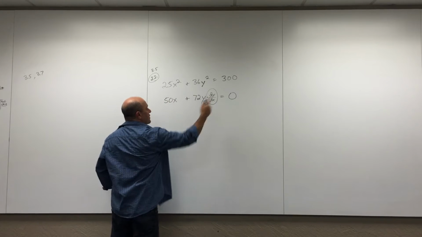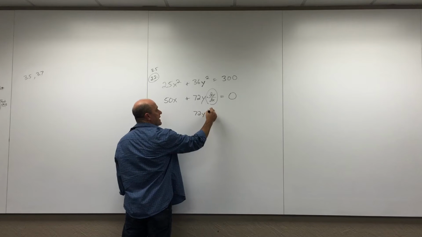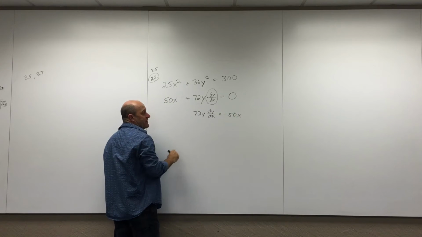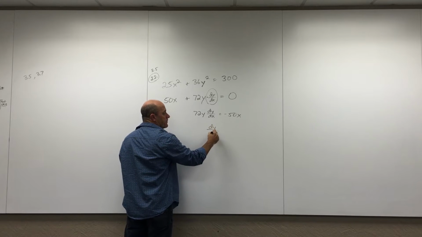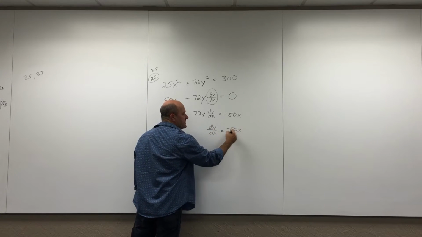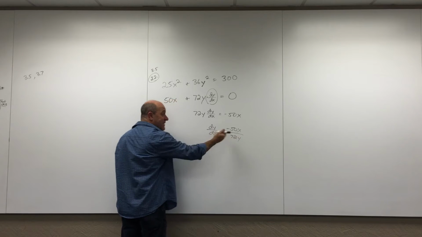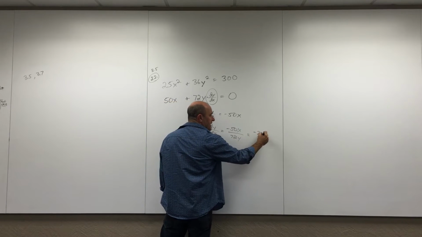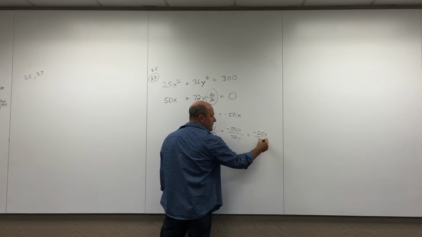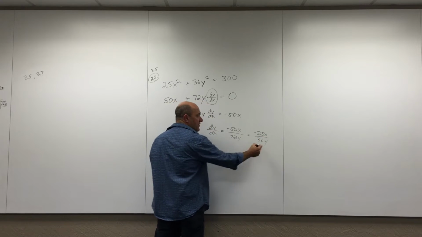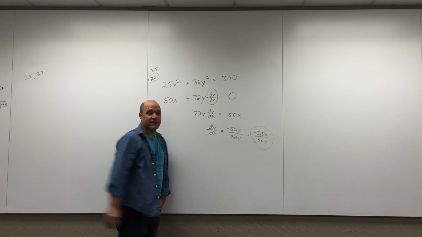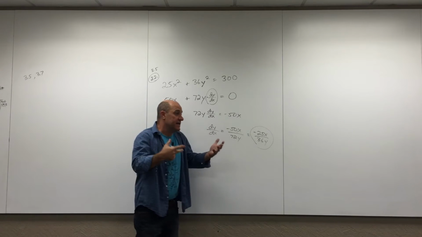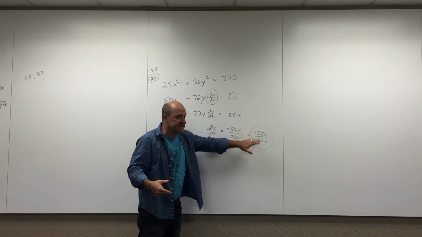So move the 50x over. Negative 50x, divide by the 72y. Negative 50x divided by 72y. That's my derivative. I can simplify it: negative 25x over 36y. Pretty cool. That's the derivative, and notice it's implicit, meaning it has x's and y's mixed together.